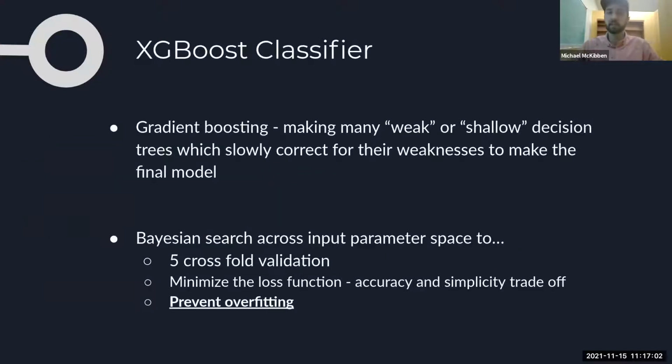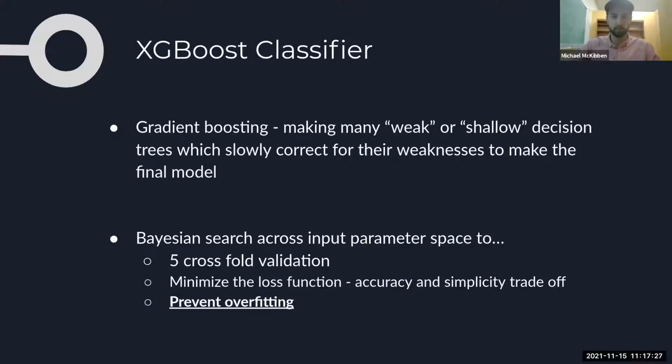For this task, I used XGBoost, something known as gradient boosting, which essentially makes a lot of very weak or shallow decision trees and then slowly corrects for their weaknesses over time. To prevent overfitting, I used a Bayesian search across input parameter space to minimize something called the loss function, which you can think of as the trade-off between the accuracy of the model and the simplicity of it.